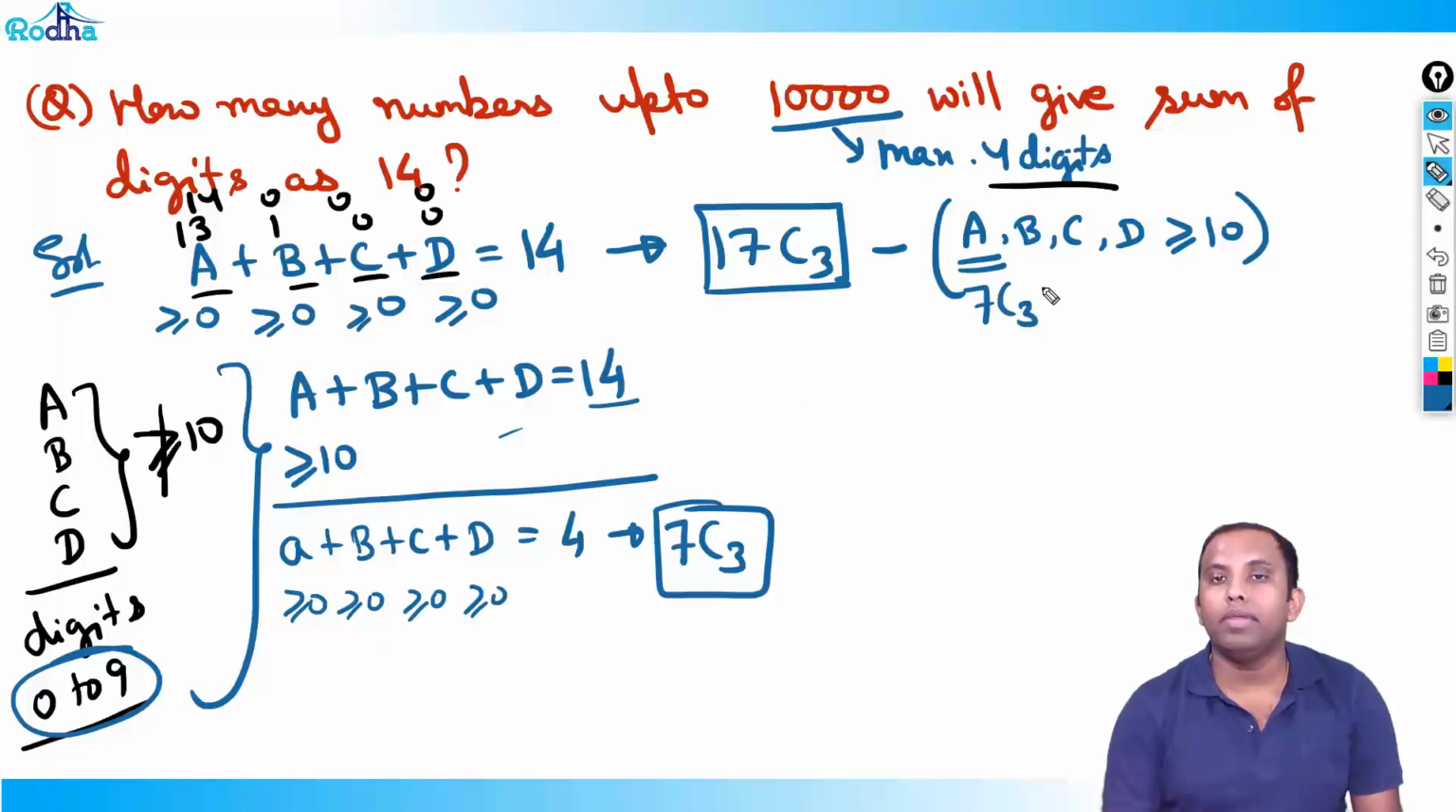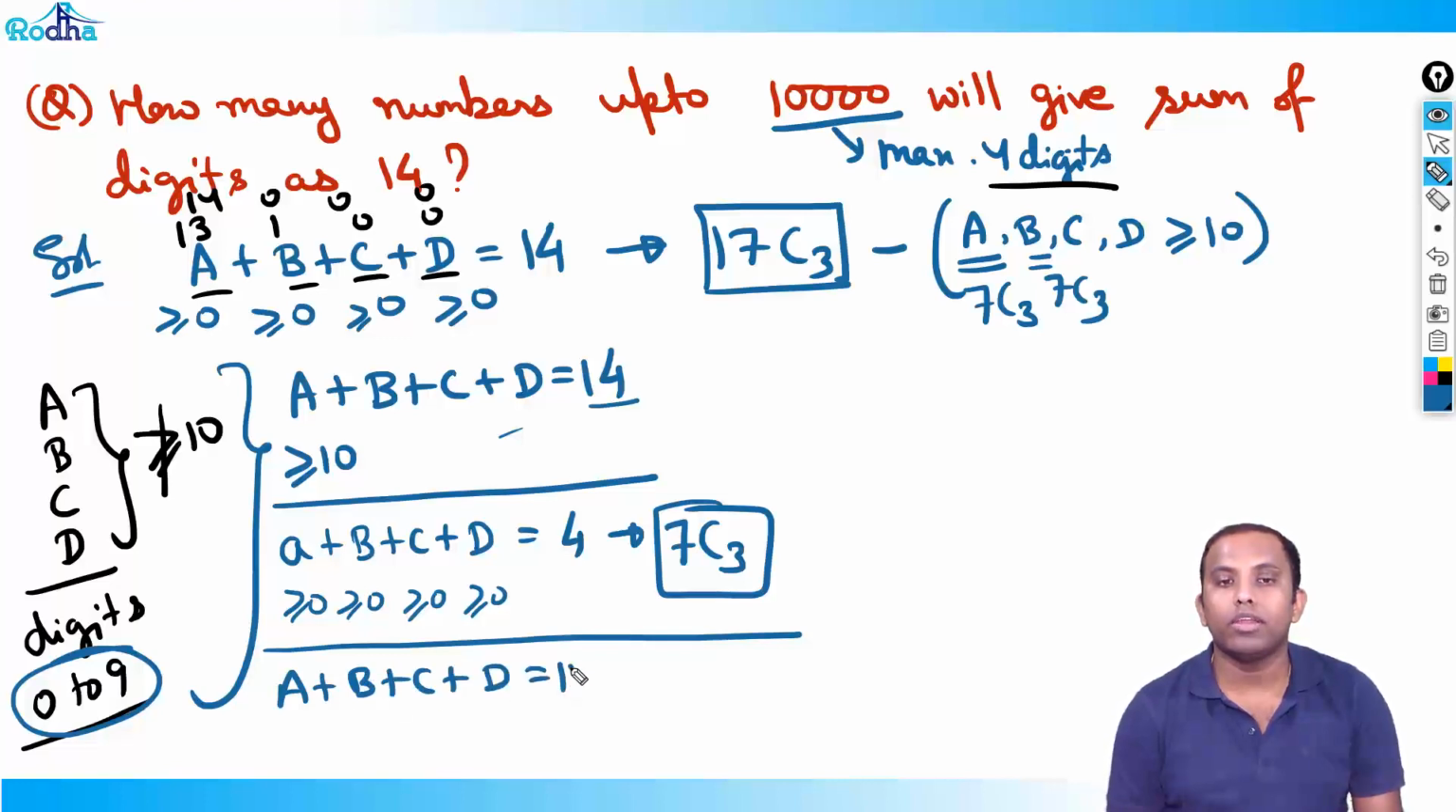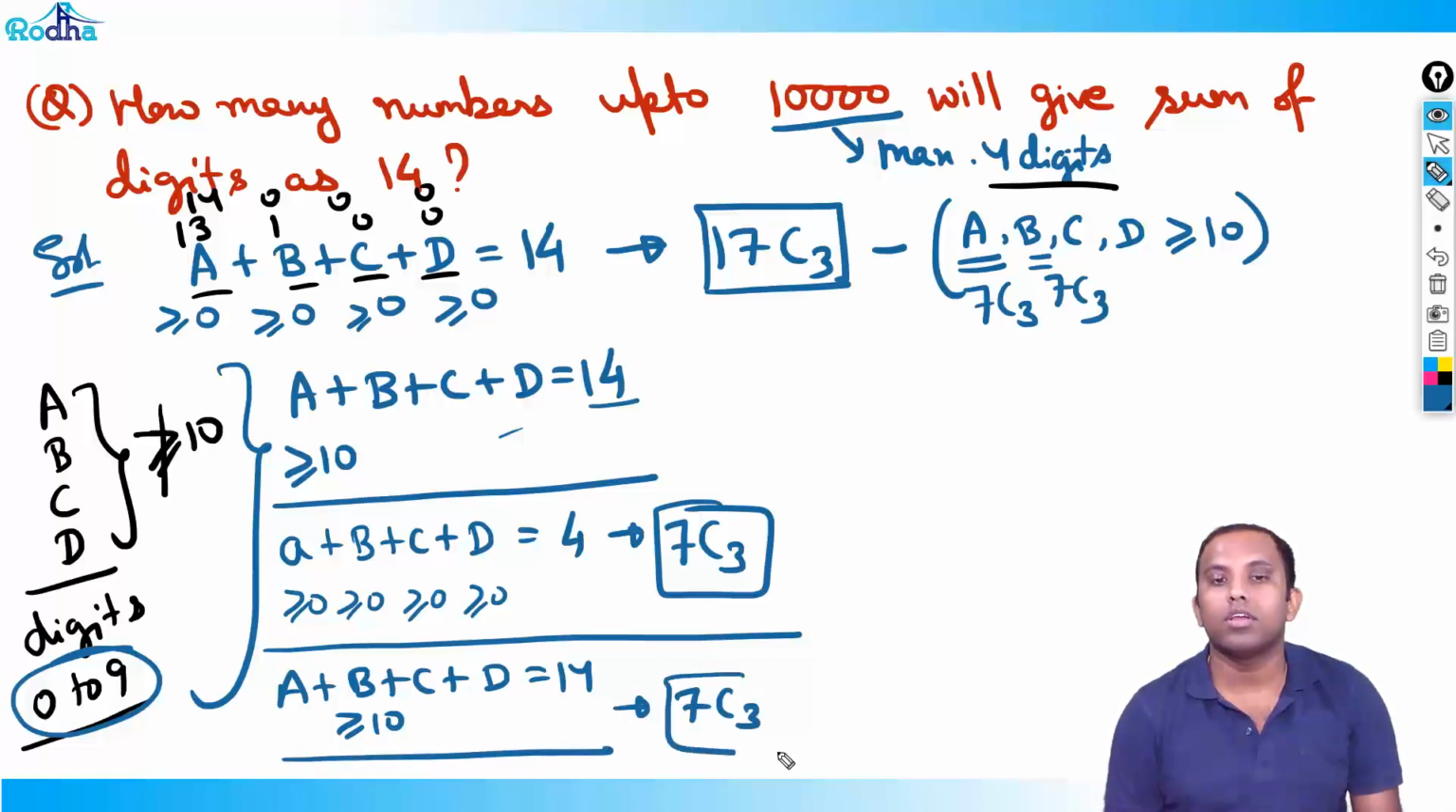For B greater than or equal to 10, again 7C3 cases. Because if I give B 10, A plus B plus C plus D equal to 14, again the same thing. Now all can be 0, but now B can be 10. So again 7C3 cases. So for A 7C3 cases, for B 7C3 cases, for C 7C3 cases, and for D also 7C3 cases.